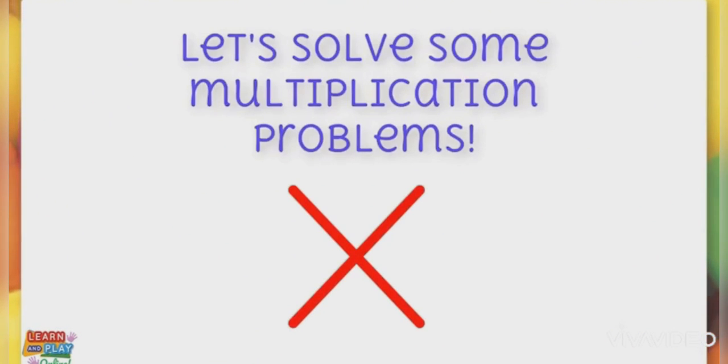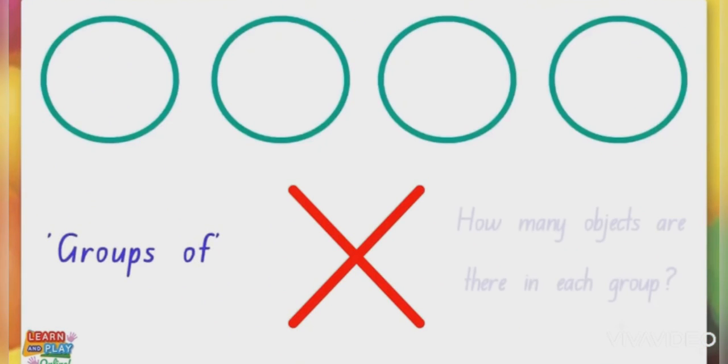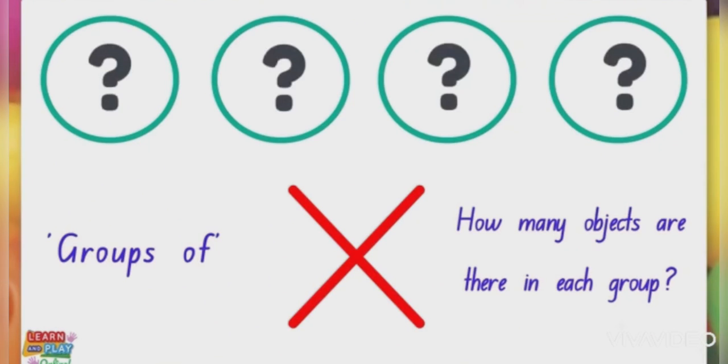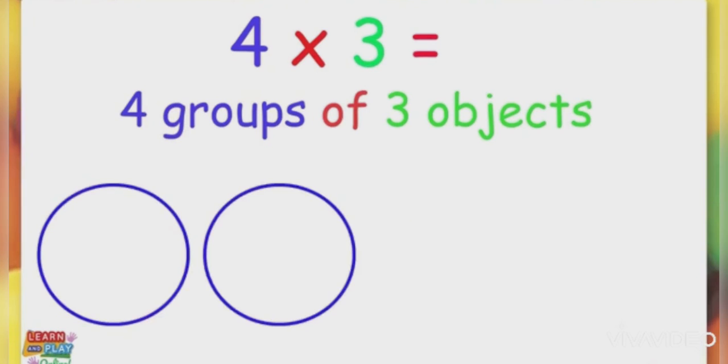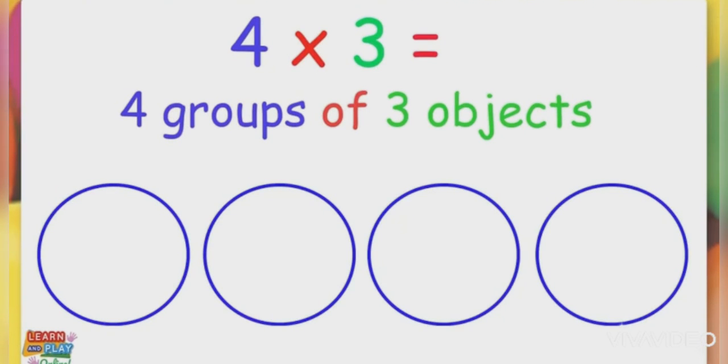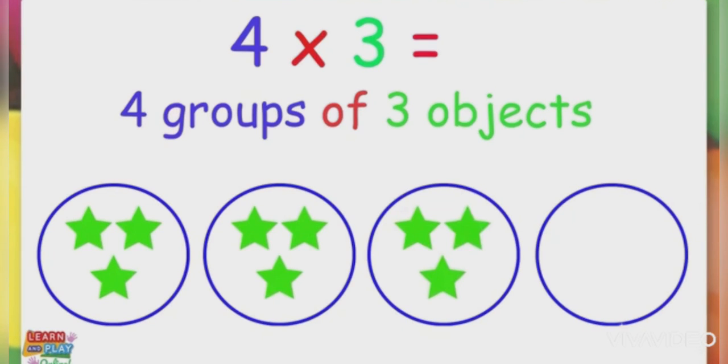Let's solve some multiplication problems using the letter X to express multiplication. Here, I use the number of groups to multiply by how many objects are in these groups. If I have 4 times 3 as an example, I have 4 groups of 3. So I will draw 4 groups or 4 circles, and put 3 stars in each group to express the objects. So here I have 4 groups of 3 stars.